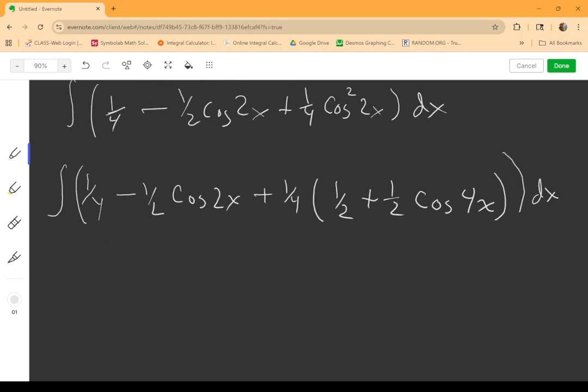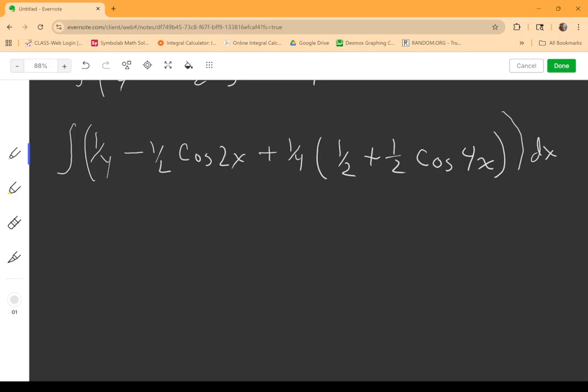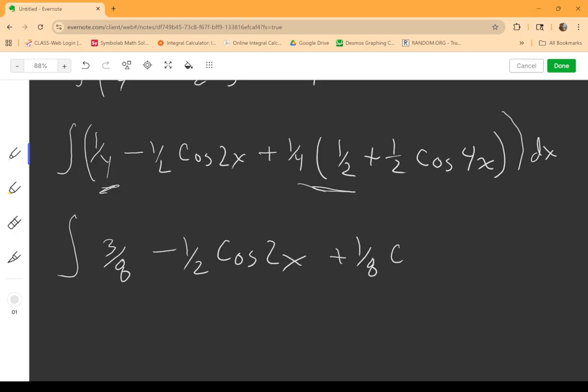All right, and let's kind of combine like terms. There's really only one like term here, right? It's this one, and here 1/8, right? All right, 1/8 plus 2/8 is essentially 1/4, so we get 3/8. All right, and then the rest, keep track of my coefficients here. We get 1/4 and 1/2 is 1/8 cosine of 4x.